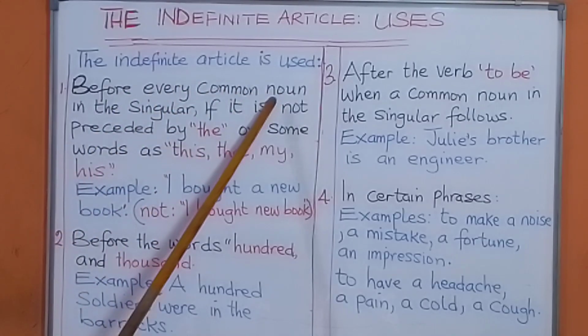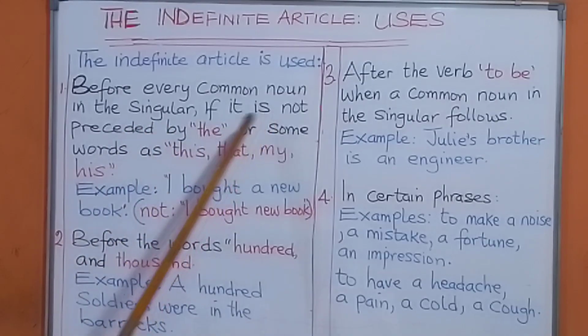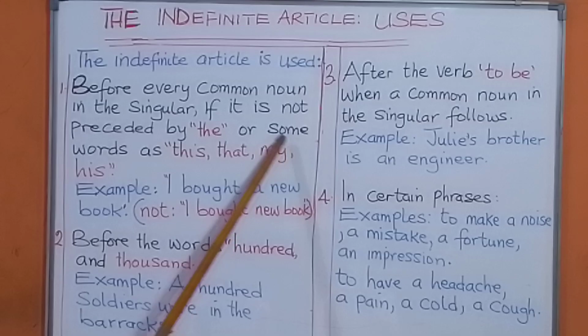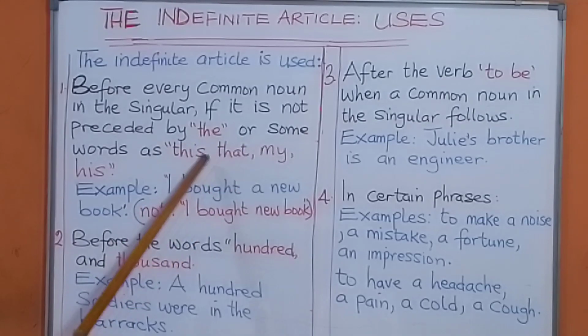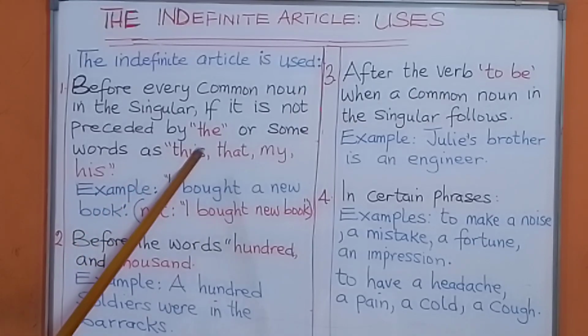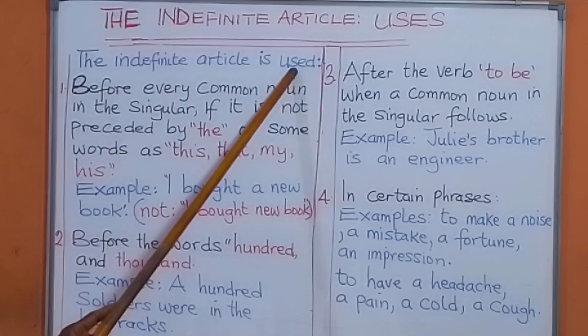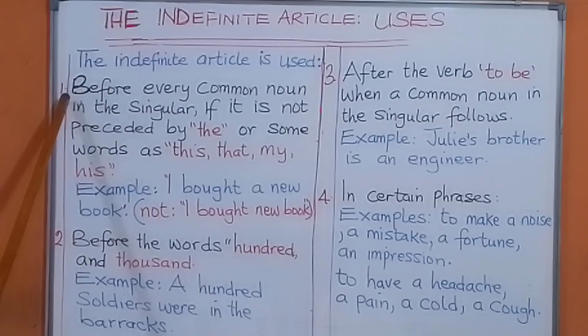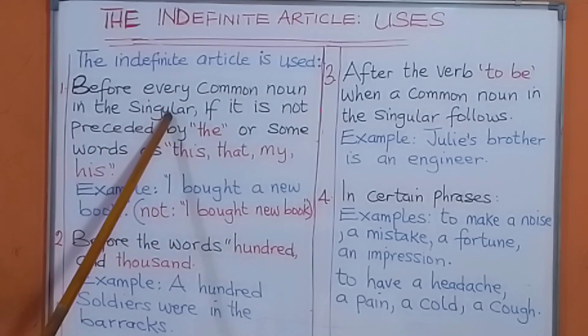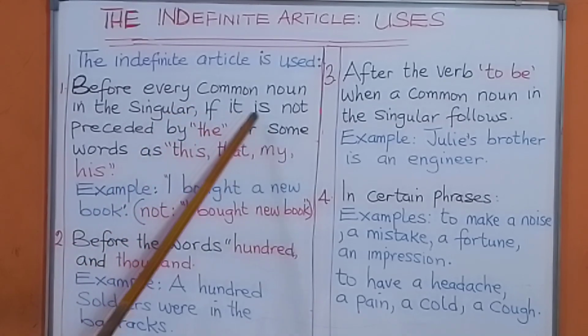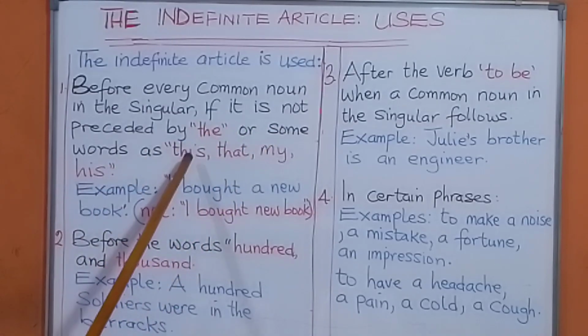The indefinite article is used, number 1, before every common noun in the singular, if it is not preceded by the, or some words such as this, that, mine, his, or her. Every common noun, not every specific or particular noun, in the singular, if it is not preceded by the or these words, then you use the indefinite article.